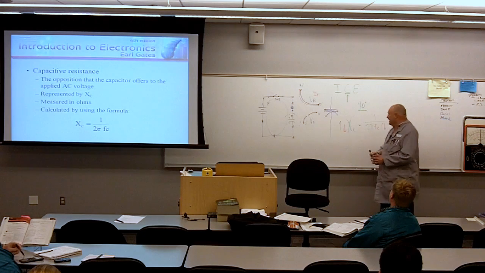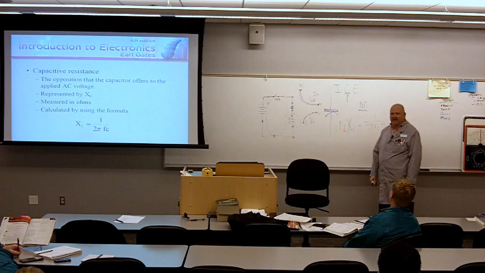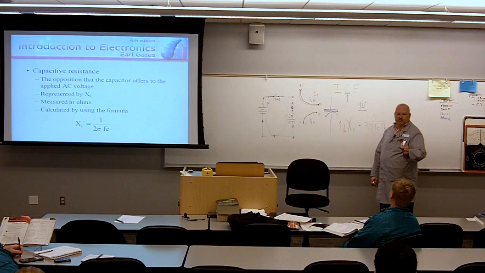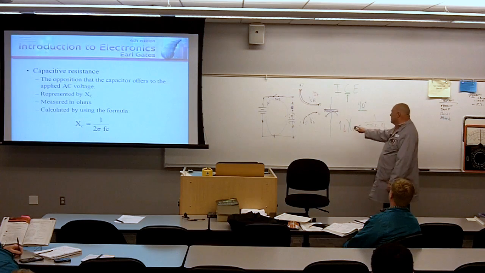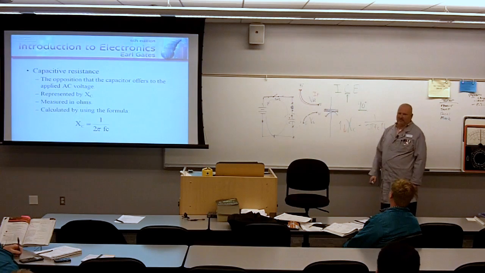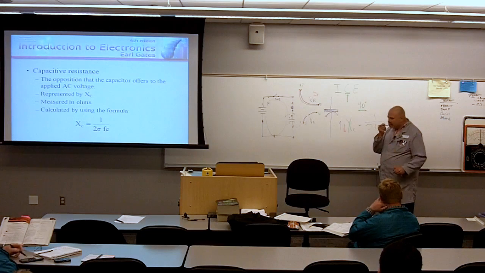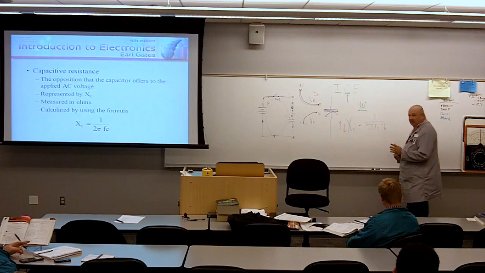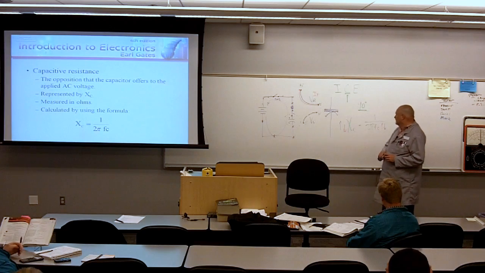So if I ask you on a test, frequency and capacitive reactance is A, a direct proportional relationship, B, an inverse proportional relationship, C, none of the above, D, all of the above, you're going to want to get this right. Answer B, inverse proportional relationship. Does that make sense?